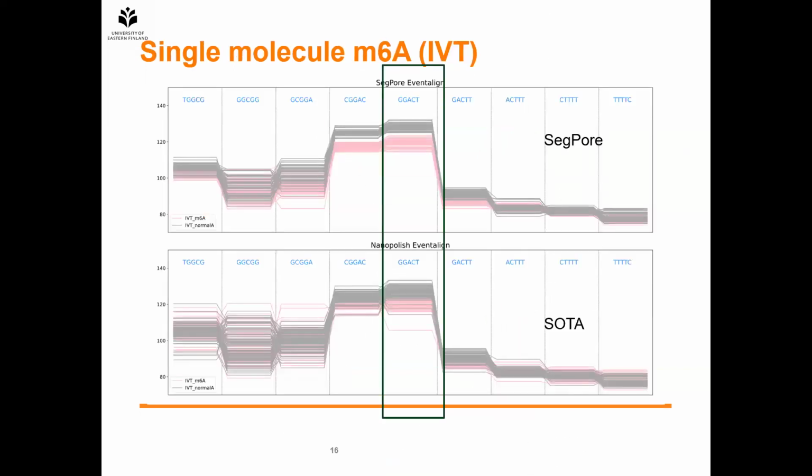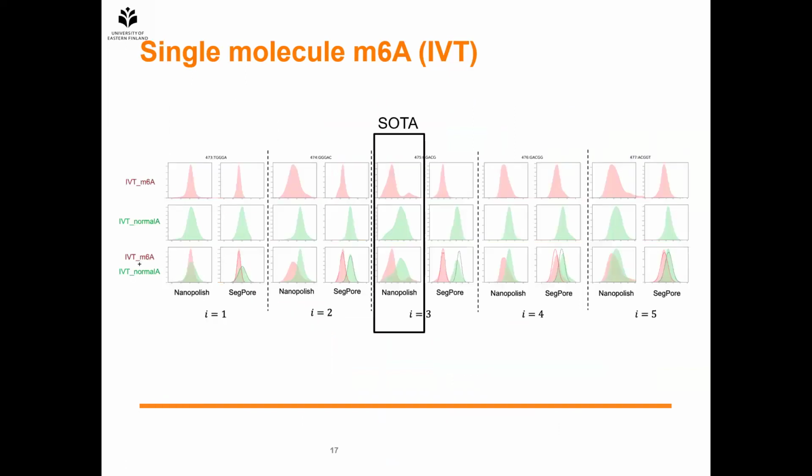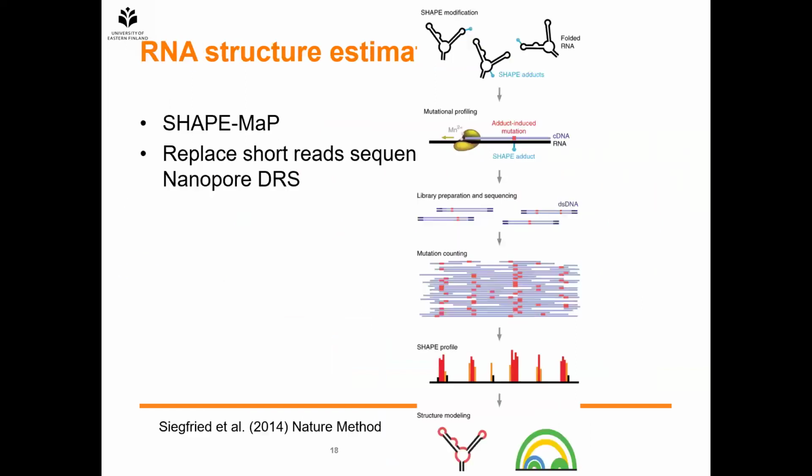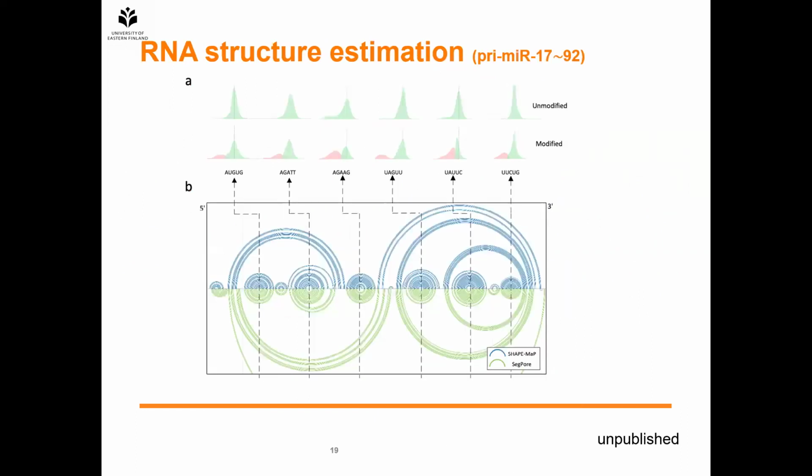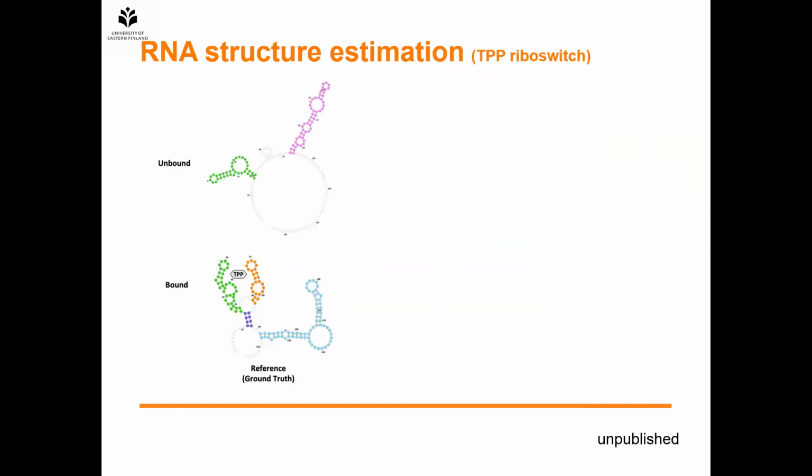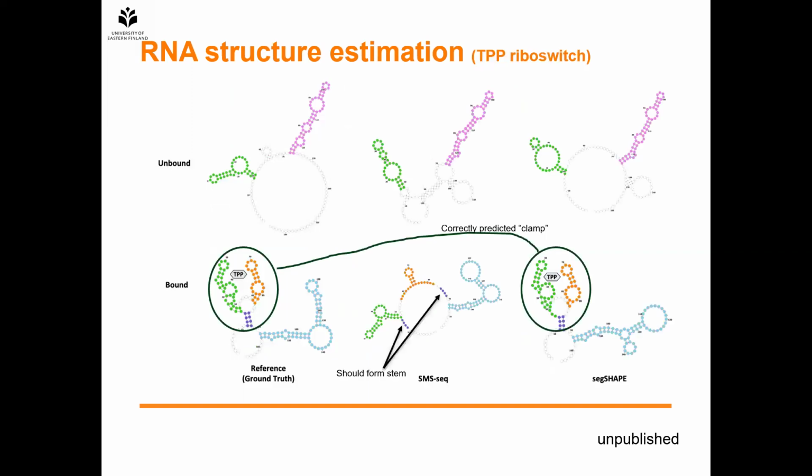And then this is another figure. So you can see on the top that we can separate the signals quite clearly, while using the previous method, we can't do that. And then this is another example, where we show a more clear separation of the signals, while in the previous results we can't. And we can also use this to estimate RNA modifications. So basically, this is a ground truth, and then this is a previous method, and then this is our method. We can actually estimate RNA modification conformation change.